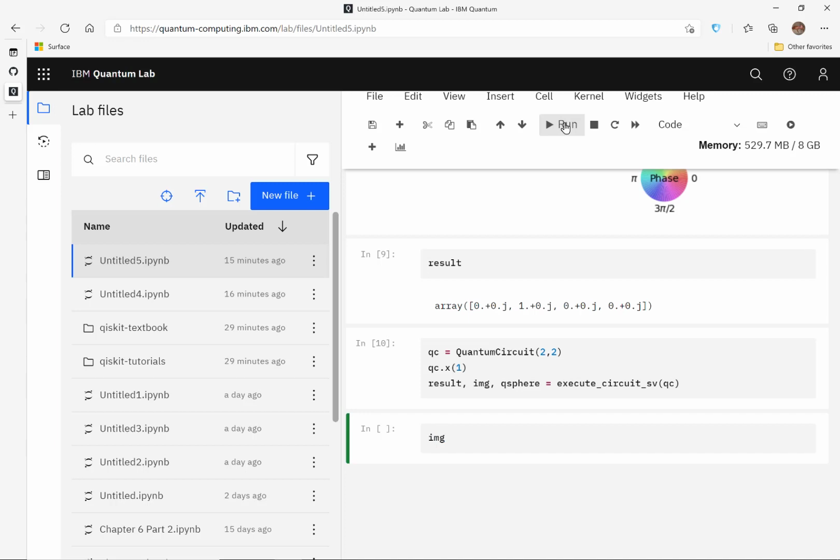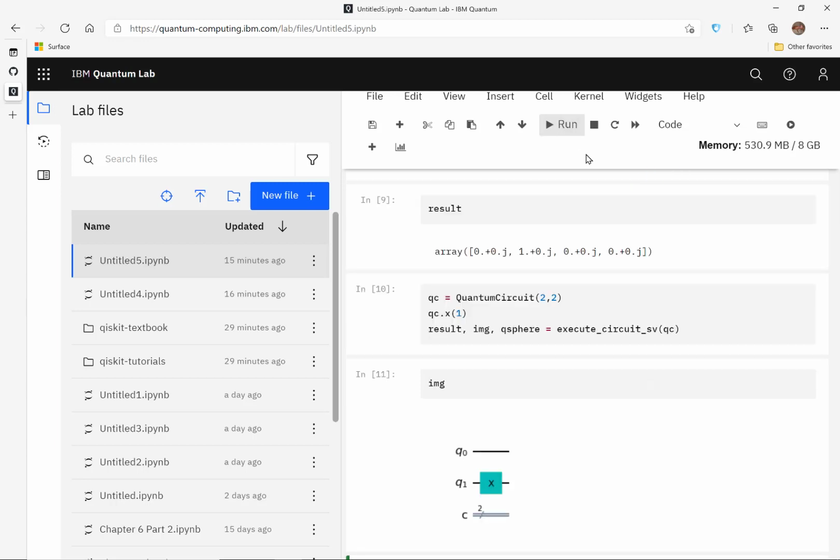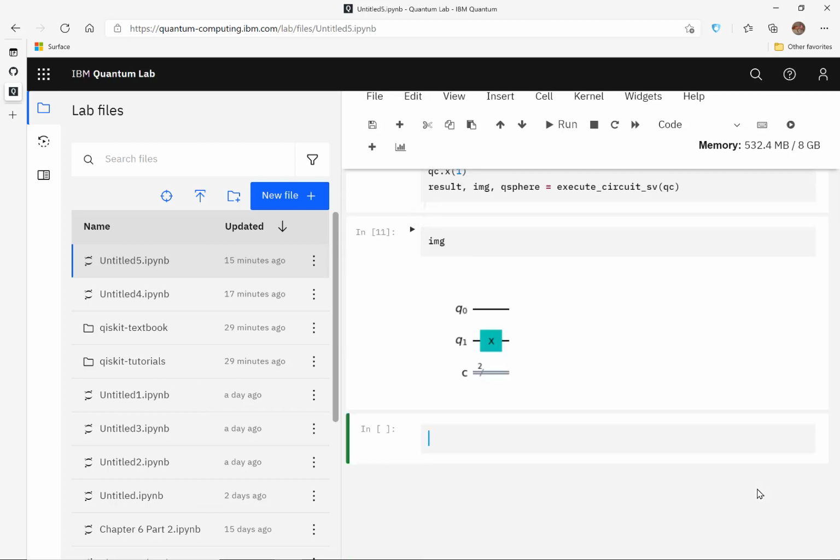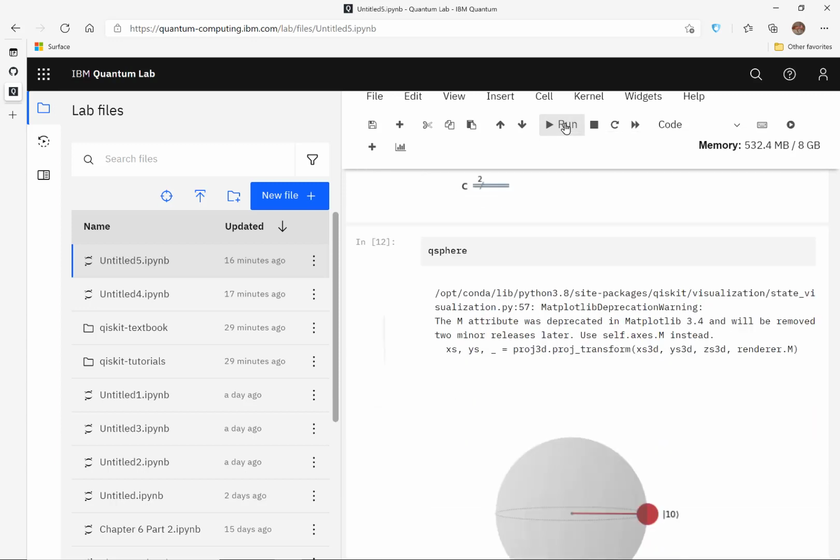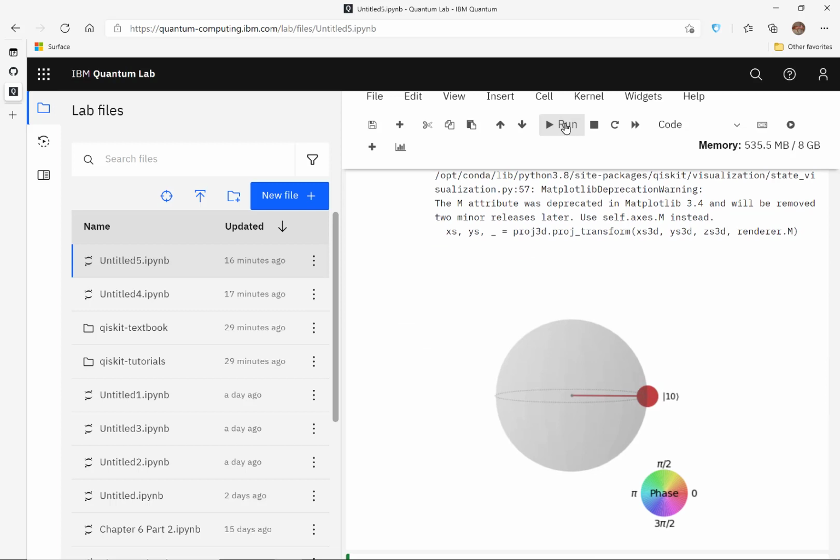Now, just in case you're a little bit hazy on what we're doing here, as I said, this time we have the X gate on the second line rather than on the top line. And so keeping in mind that we read the states from the bottom to the top, this should give us 1, 0. So let's check QSphere and see if that's correct. And indeed it is 1, 0. And you can notice here the phase is 0 because it's positive 1, 0.